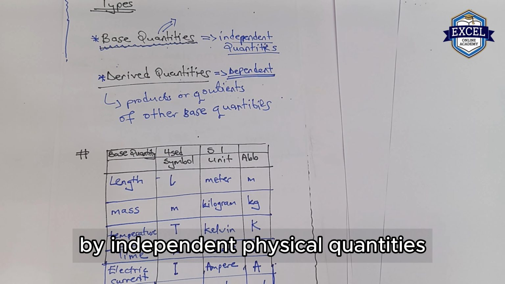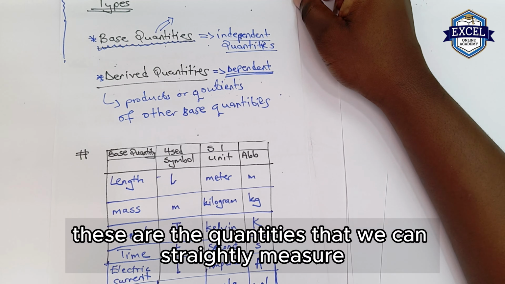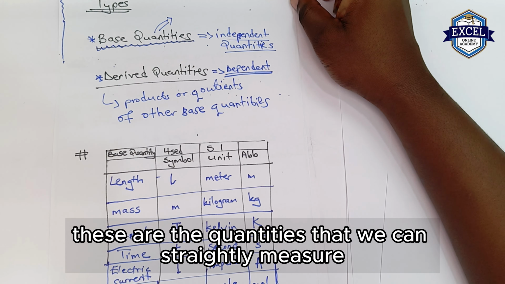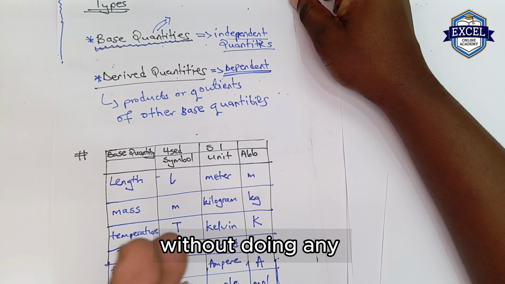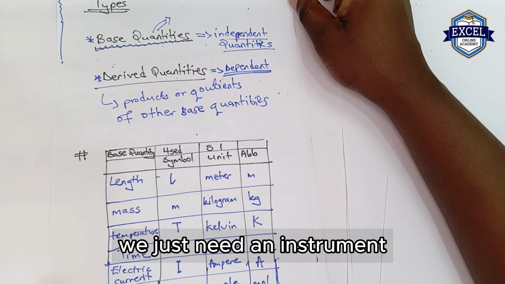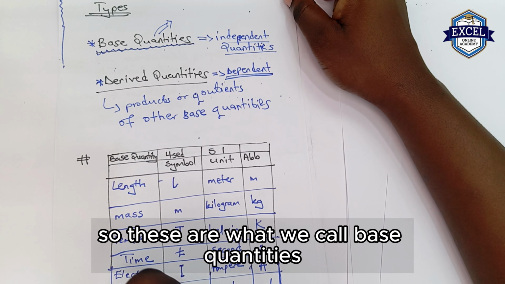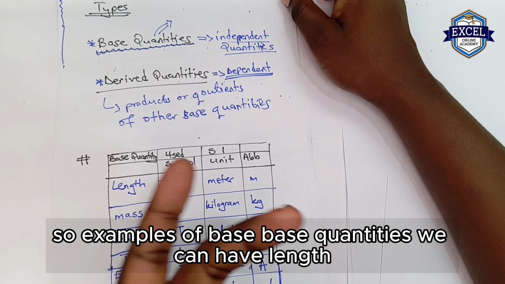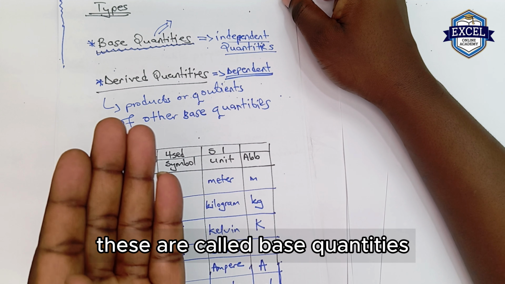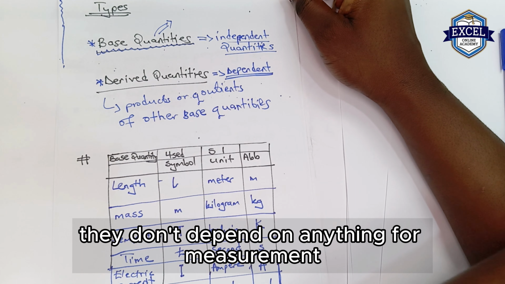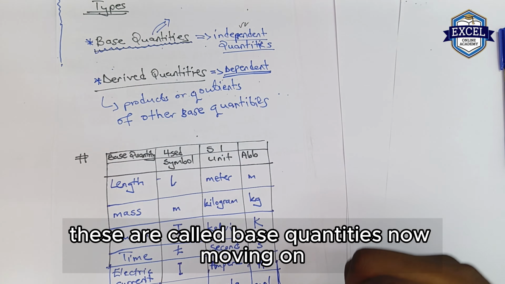The base quantities are independent physical quantities. By independent physical quantities, I'm just trying to say they don't depend on anything. These are the quantities that we can straightly measure, without doing any mathematical operations. We just need an instrument, then take the measurement. Examples of base quantities are length, mass, and temperature. They are independent. They don't depend on anything for measurement. These are what you call base quantities.